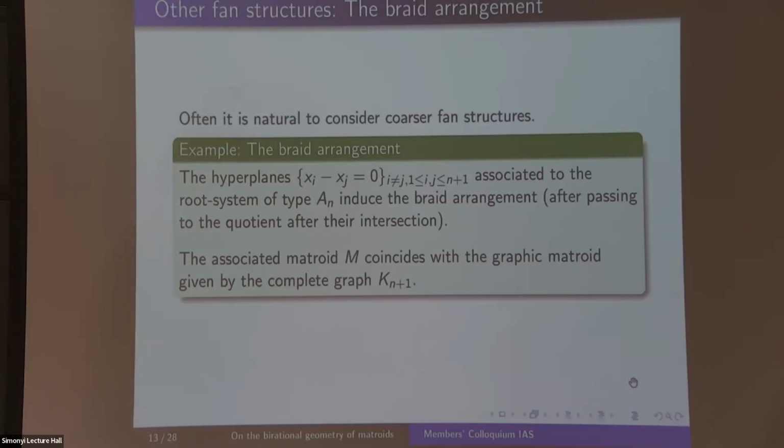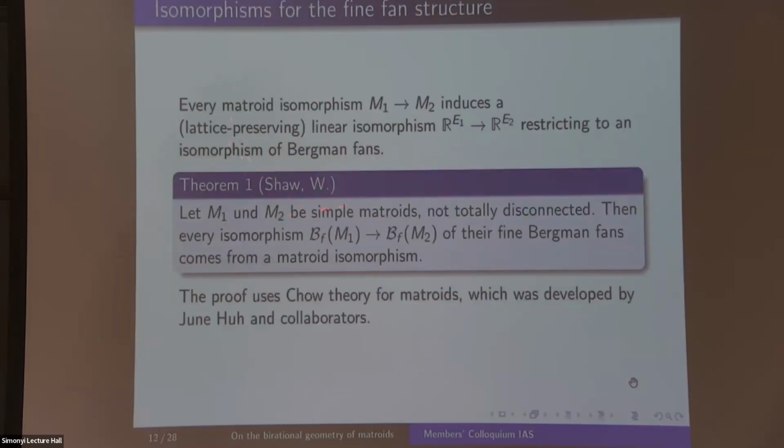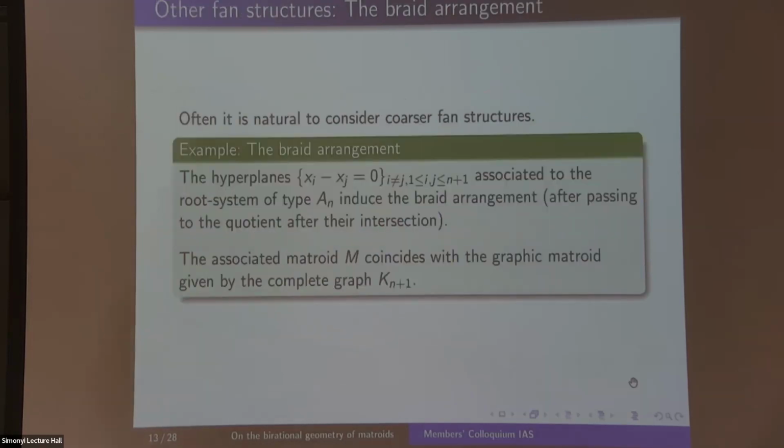I understand what the theorem was, and let me go back. You have two matroids, and you have an isomorphism between their fine Bergman fans. Simple, of course, and I completely skipped the things here: not totally disconnected, and this is also important. Okay, but now let's move on to another problem. I want to discuss with you an example which says the fine structure does not cover everything which people in tropical geometry find interesting.